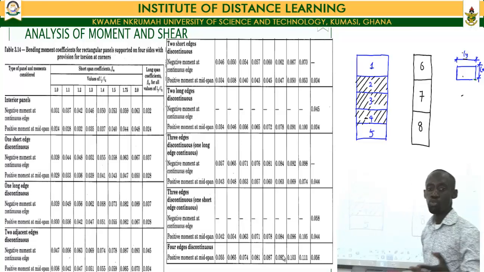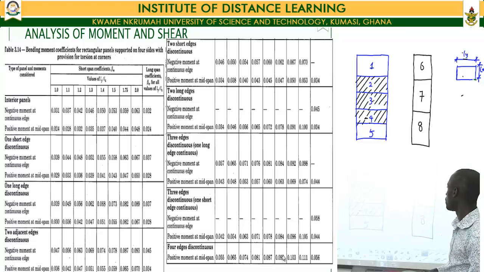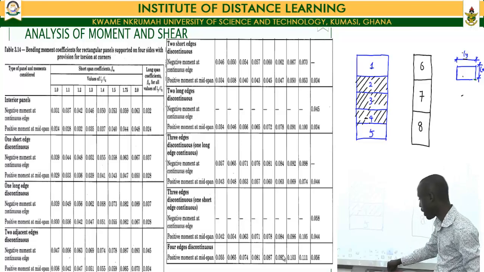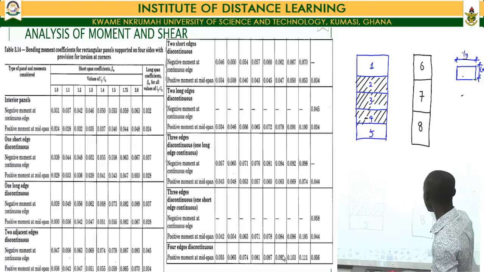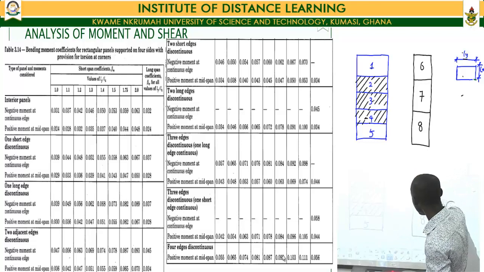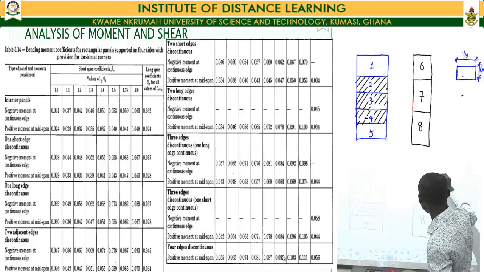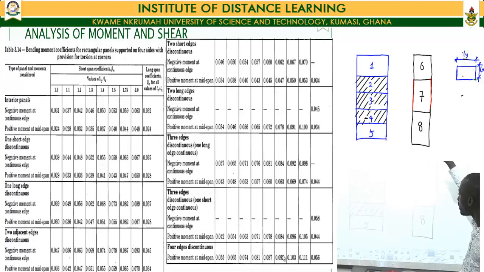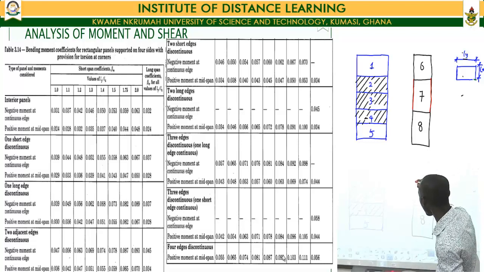Now from there we move on to the two long edges discontinuous panel. For that one we refer to the second sketch over here, and our panel number 7. Panel number 7 exemplifies that kind of panel, where we have the two long edges of that panel being discontinuous, but the two short edges are continuous into panel number 6 and panel number 8.